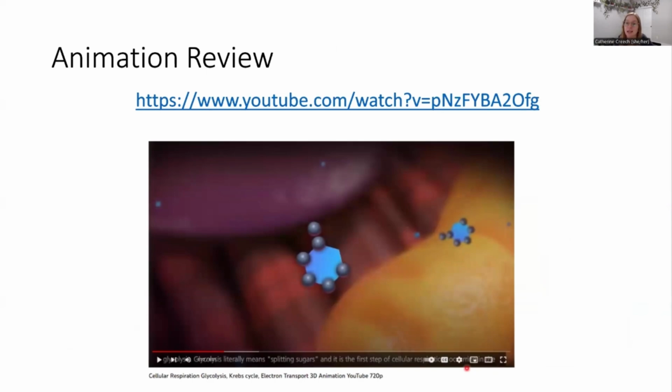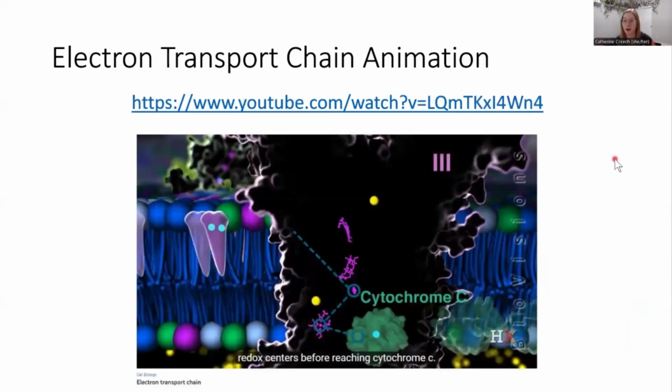The first one is a really nice overview. It's going to show glucose being broken down and the entire process. And then the next one is a little more complex. And I know that it might feel a little overwhelming, but what I want you to take away from it is the big picture. So you do not need to know what's called cytochrome C, but I want you to watch the entire process. And my favorite thing is the end when ATP synthase is shown to be moving. So watch it, marvel at it, be amazed by this process. And if you have any questions, email me.